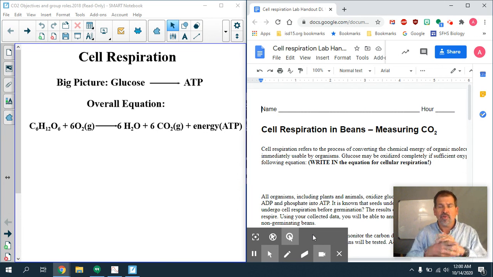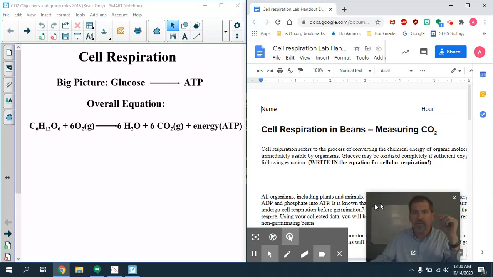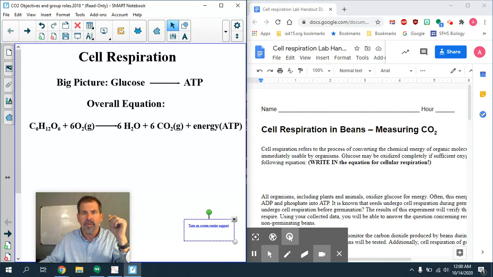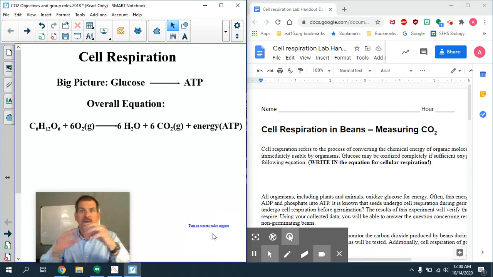Alright, so what are we going to do in this lab today? We're going to measure the rates of cell respiration in germinating and non-germinating beans. Alright, so what does that mean? Well, we have two kinds of beans. We have pinto beans, and we've soaked them in water, and they're starting to germinate. Now, germination is just a fancy word for that the seeds are starting to grow.